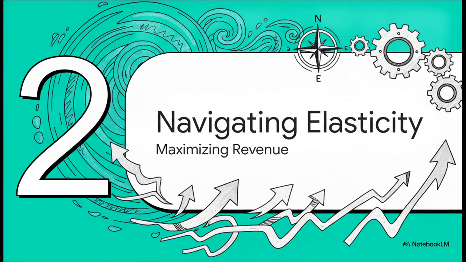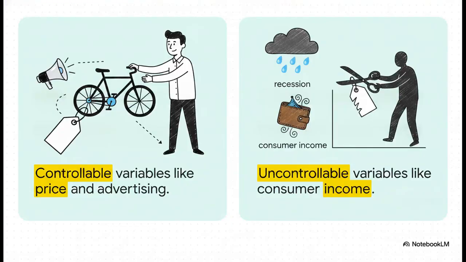Which brings us to part two, navigating elasticity in business. Essentially, how companies use this tug-of-war to maximize their revenue. Picture this. You're running a business. Let's say you manufacture bikes. You've really got two buckets of variables to deal with.